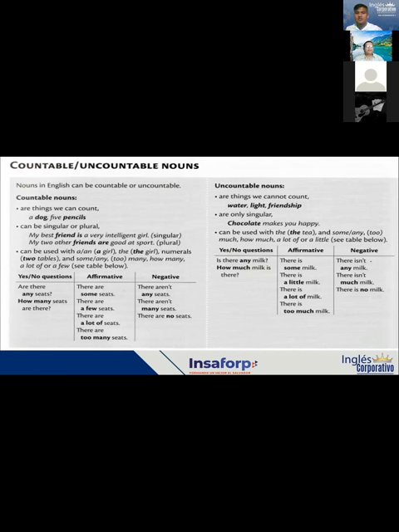When we refer to countable nouns, we can say that countable nouns are things that we can obviously count. Se llaman contables porque evidentemente los podemos contar, right? So we have an example. We can say a dog, 5 pencils, 2 pencils, 3 dogs, and so on. We can also, guys, say that countable nouns can be singular or plural. We have these two examples right here.